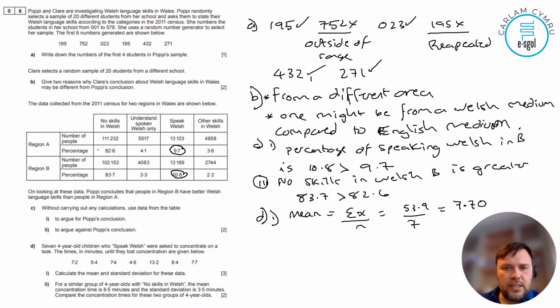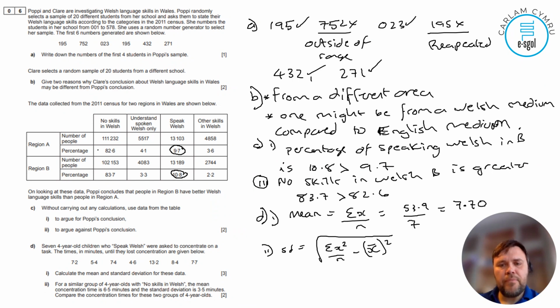Now you do the standard deviation. The formula for standard deviation is equal to the square root of sigma x squared over n minus x bar all squared. That's something that you're going to have to learn. How I would do sigma x squared is I would square each of these values and then add them together.